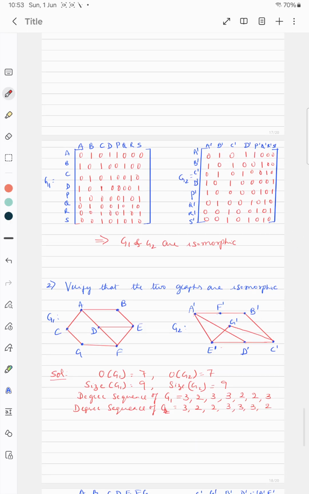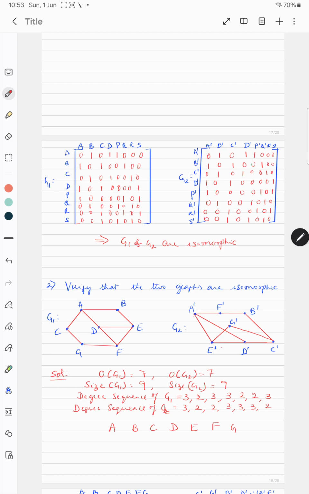Next thing is the correspondence. A, B, C, D, E, F, G. These are the vertices of G1. Let us see what are the vertices of G2 to which these vertices are mapped. Now, let us start from vertex A. Vertex A is of degree 3, which is adjacent to 3 vertices C, B and D of degree 2, 2 and 3.